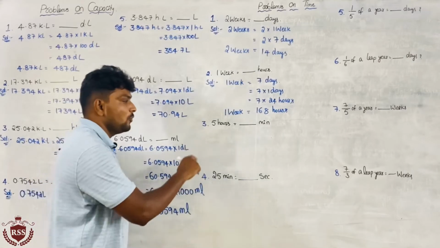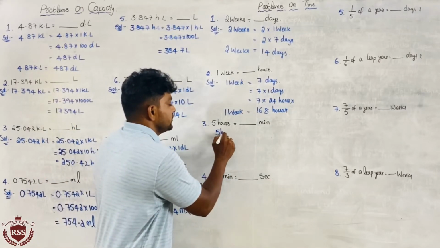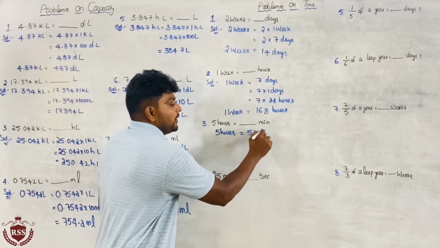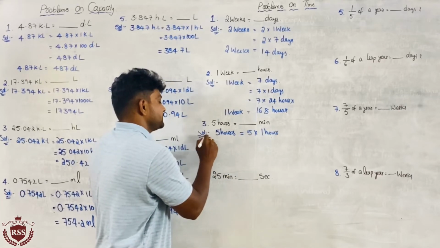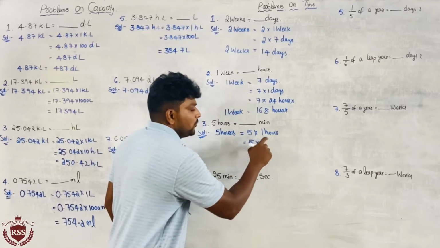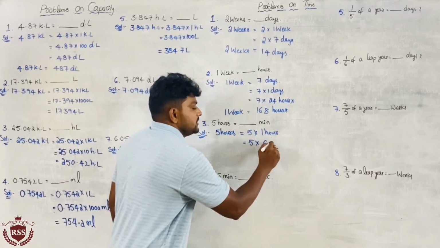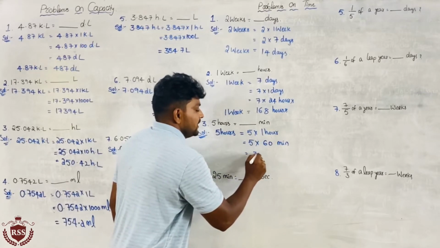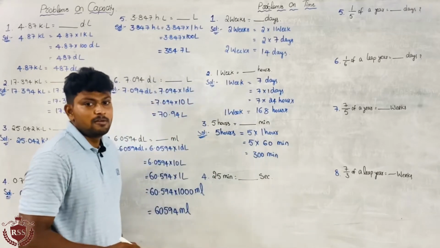Then next, 5 hours equals dash minutes. 5 hours equals 5 into 1 hour. 1 hour equals how many minutes? There are 60 minutes. So 5 into 60 minutes: 5 sixes are 30, so there are 300 minutes in 5 hours.